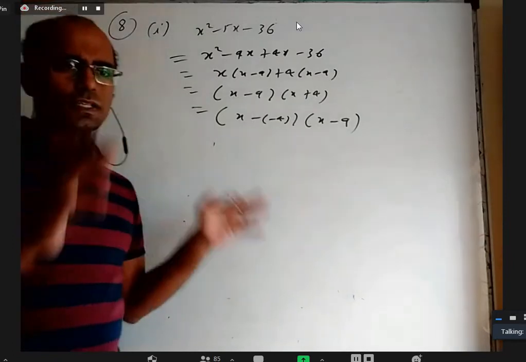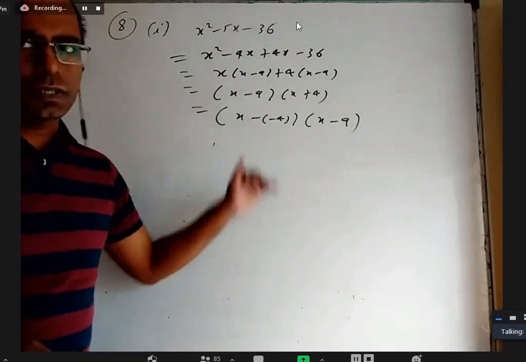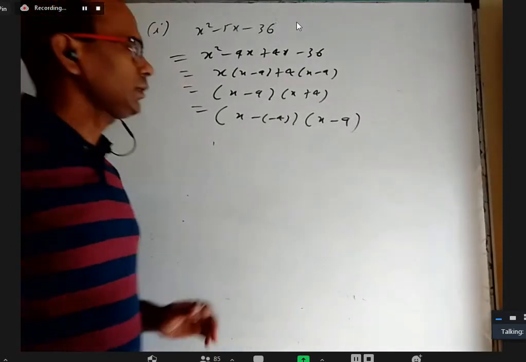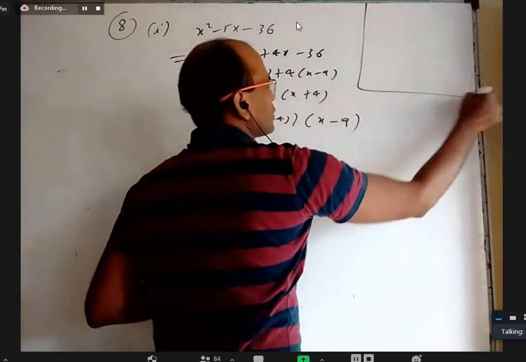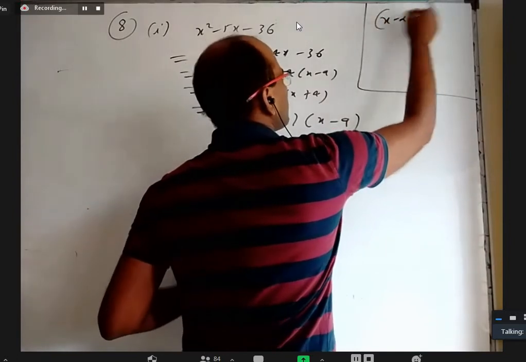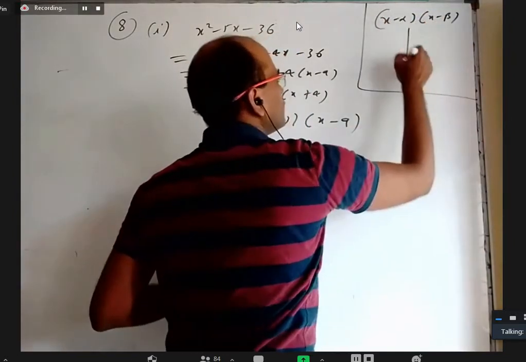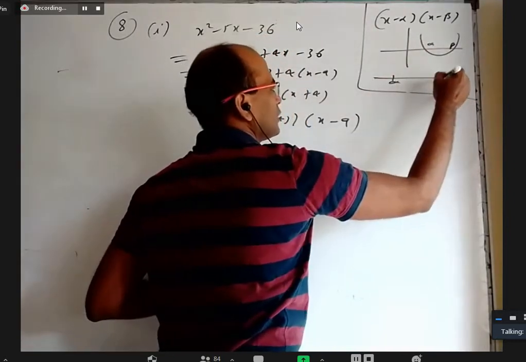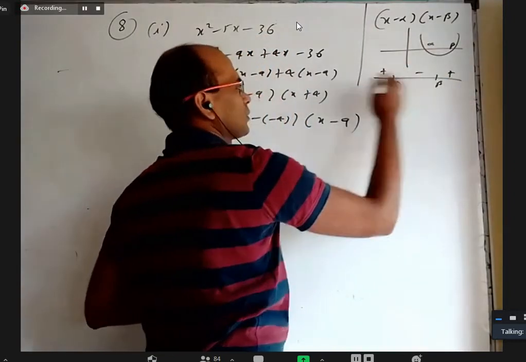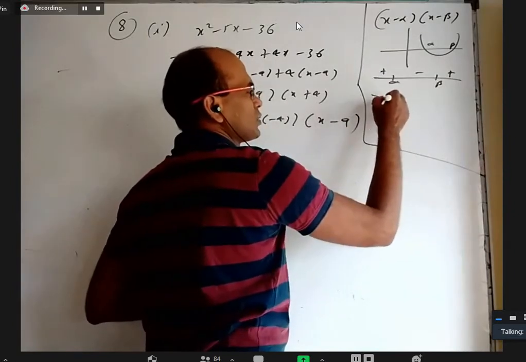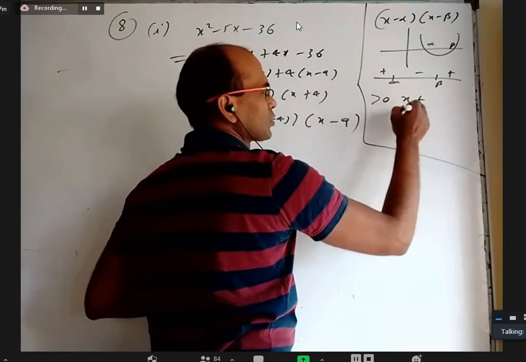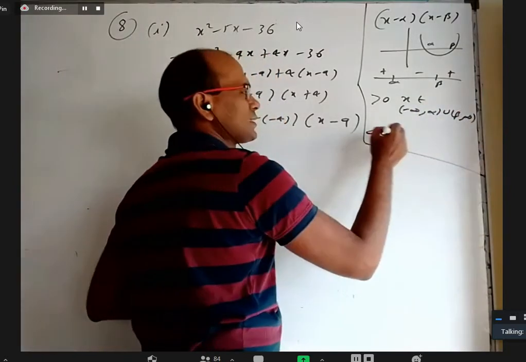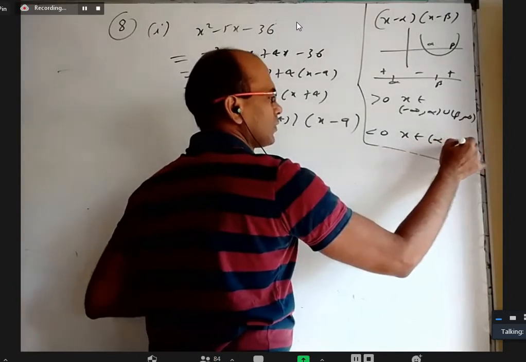Even though we study all these things in quadratic equations, mainly we use this part: when is a quadratic expression positive and when is it negative? We already discussed this thoroughly. If we take (x minus alpha) into (x minus beta), the graph will be like this. On the number line, it is positive here, negative here, positive here. So greater than 0 happens for x belongs to minus infinity to alpha union beta to infinity. Less than 0 happens for x belongs to alpha to beta.